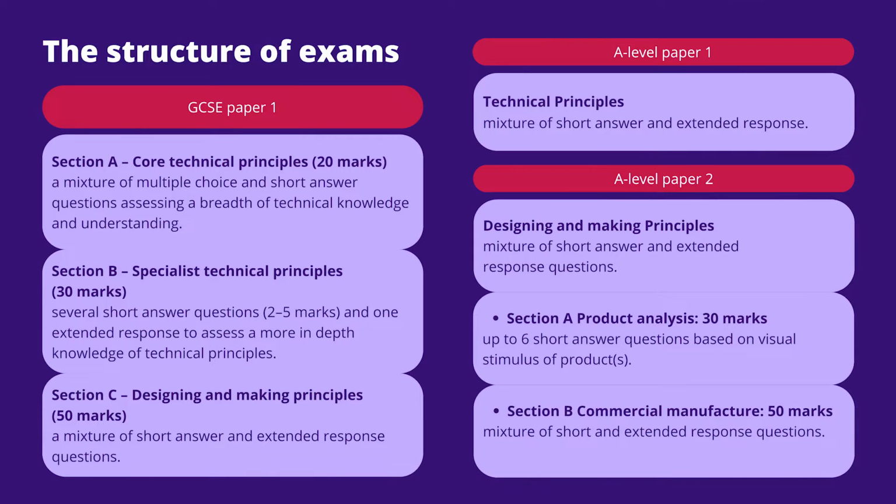So we're going to talk through the structure of the exam papers now. At GCSE then, we're splitting the exam paper into 3 different sections, the first being the core technical principles. In this section of the exam paper, we use multiple choice questions, or MCQs, and short answer questions. This allows us to test a wide sample of the core. We cover all material areas, and it's worth 20% of the exam.